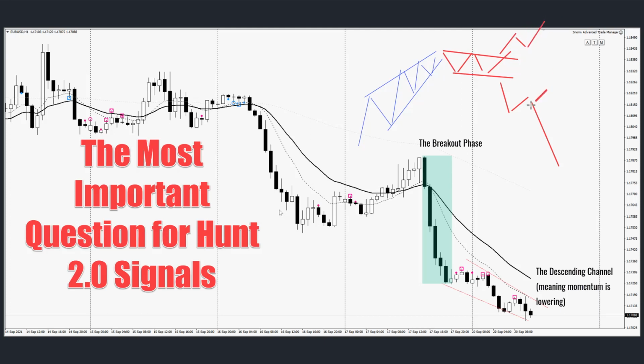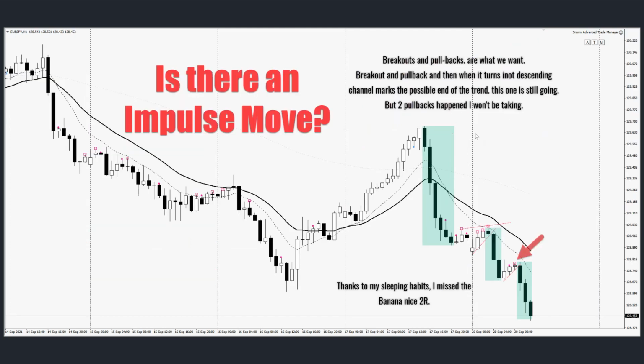So I hope you learned something. I hope I've set the stage for the most important question now. The question is, is there an impulse move? So how do you find yourself a nice Hunt signal? For any Hunt signal, before you see a signal, you want to see if there's an impulse move.